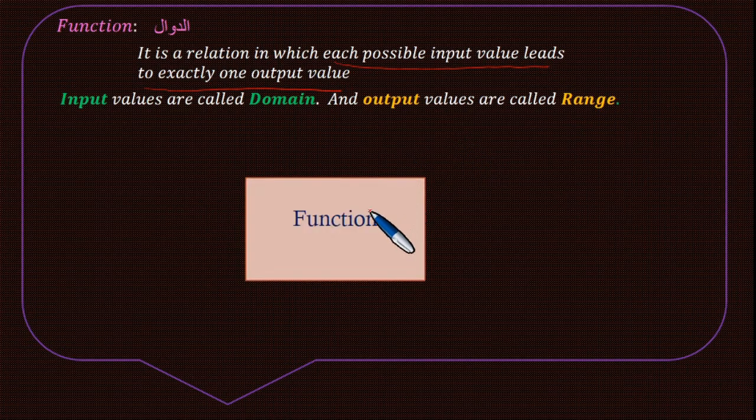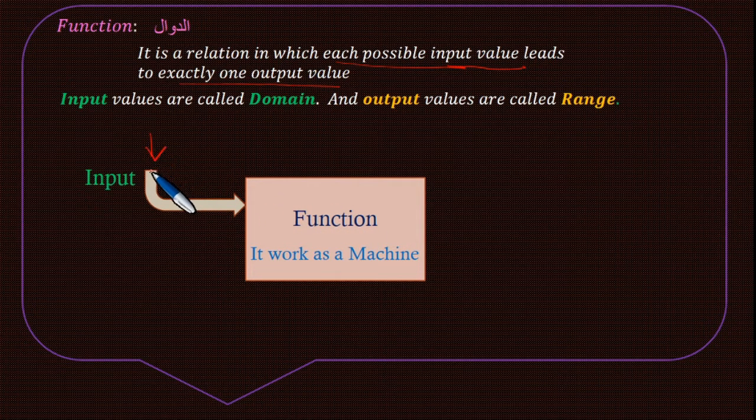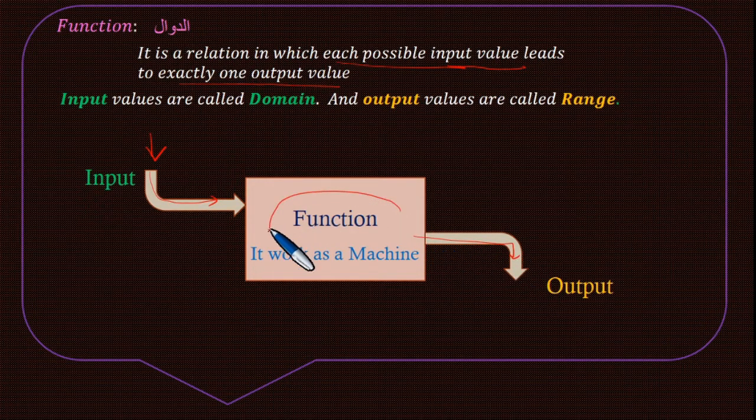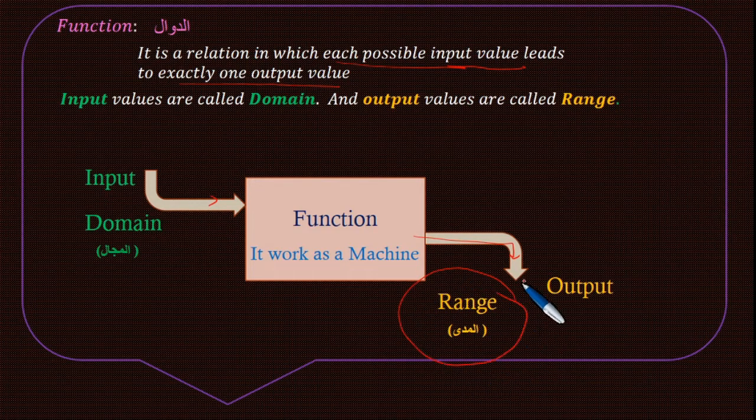See here, let this be a function. It works like a machine, where each input value leads to exactly one output value. So try to understand, each possible input value leads to exactly one output value. So this is a function where we have some input value. Here we are giving input to the function, and we will get output. So this function works like a machine. Here the input values are called domain and the output values are called range.